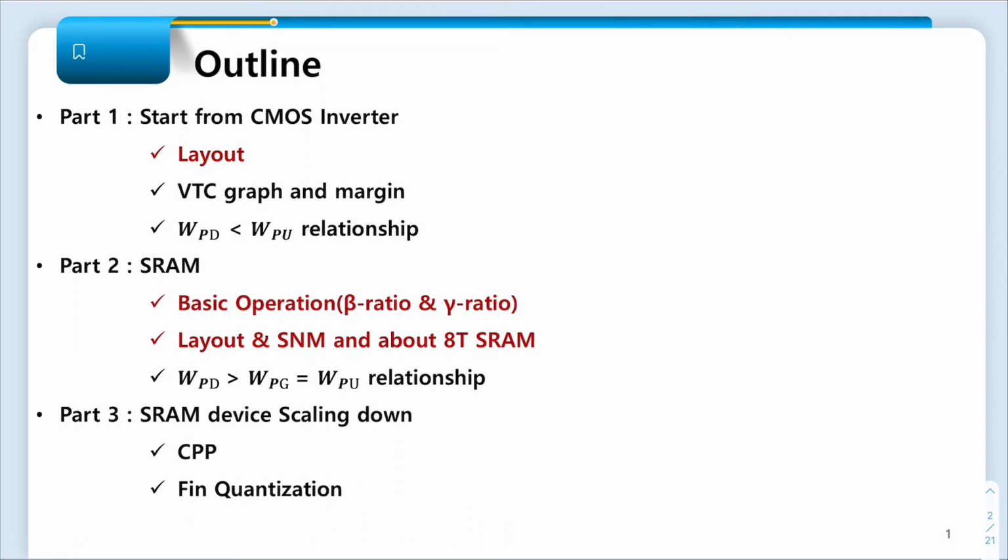And then we're gonna take a look at SRAM device, very specifically discussing basic operation, layout, and SNM, which means the margin concept in SRAM device. And further, we're gonna discuss AT-SRAM and how people improve the small margin problem in SRAM. And lastly, the width concept will be told. Finally, we're going to discuss the scaling down issue in SRAM device. In this part, CPP and fin quantization concepts will be told.